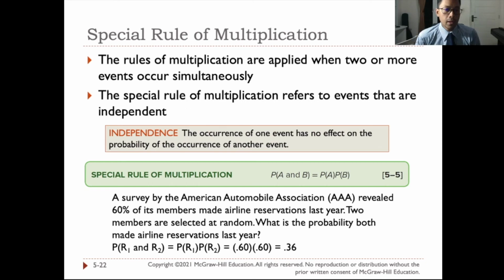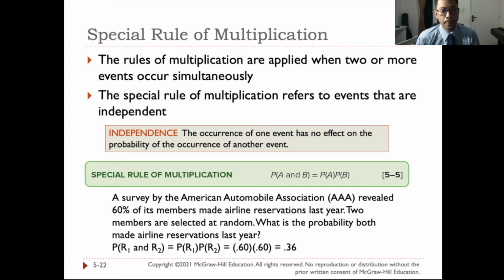Okay, now let's talk about the rule of multiplication. The rules of multiplication are applied when 2 or more events occur simultaneously. The special rule of multiplication refers to events that are independent, so the occurrence of one event has no effect on the probability of the occurrence of another event. And so the probability of A and B is equal to the probability of A multiplied by the probability of B.